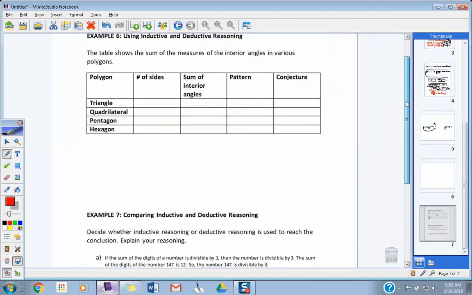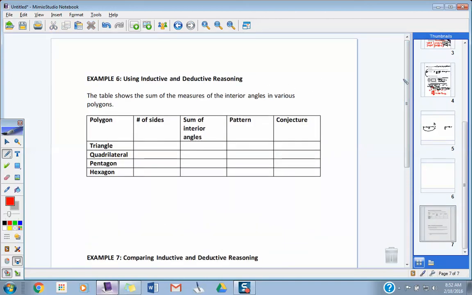All right. Next example then, using inductive and deductive reasoning. Guys, the table shows the sum of measures of the interior angles in various polygons, okay? Let's fill this table out. Guys, right here, triangle. How many sides? 3. You guys know the sum of the measures of the angles in a triangle add up to how many degrees? 180. Okay? Forget the pattern for now.